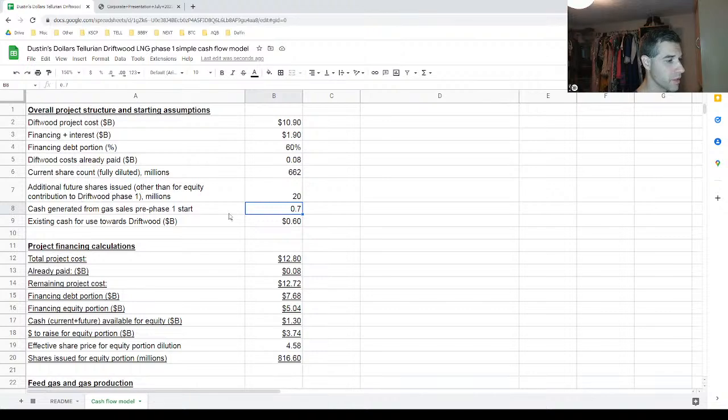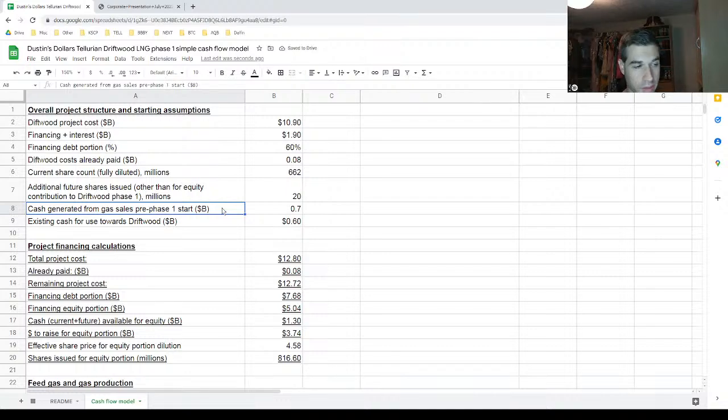I also have a parameter here for how much money you think they're going to make from their gas production and their gas sales, their current operations, between now and when they actually start liquefying gas and shipping LNG. Right now I put in a number that I think is fairly conservative given current gas prices, but maybe not. Maybe you feel differently. But I think about $700 million in cash flow over what would this be, 2023, 2024, and 2025, basically. Let's just call it 300 million, 200 million, 200 million.